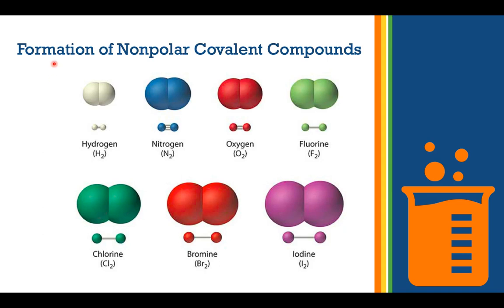Remember, to form nonpolar covalent compounds, they must be 2 of the same atom. They must be nonmetals or metalloids, okay? So 2 nonmetals or metalloids, and they can form single bonds such as in hydrogen, fluorine, chlorine, bromine, and iodine, or they can be double bonds such as in oxygen, or triple bonds such as in nitrogen.